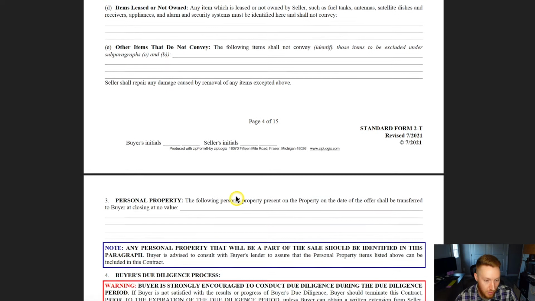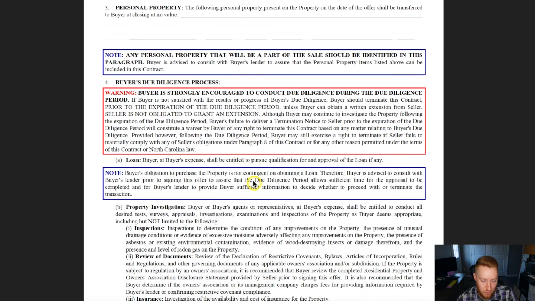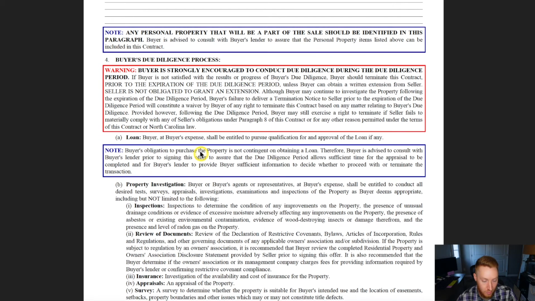The buyer's due diligence process. This breaks down all of your various obligations in detail. So the first one is your financing and loan. You want to make sure before the expiration of the due diligence period that your loan details are tied up and in a good spot. That's why I encourage working with a good, reputable lender, because they will understand the North Carolina process and make sure that they work through that due diligence period.